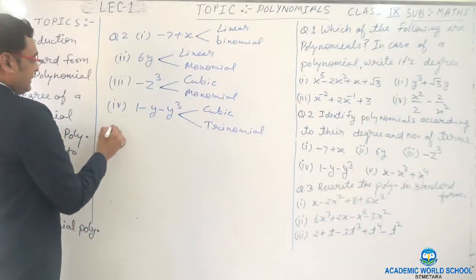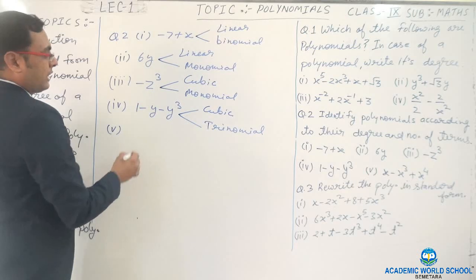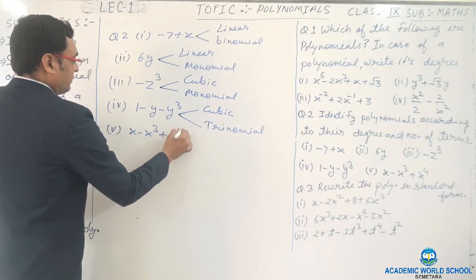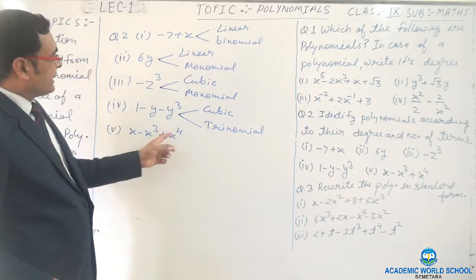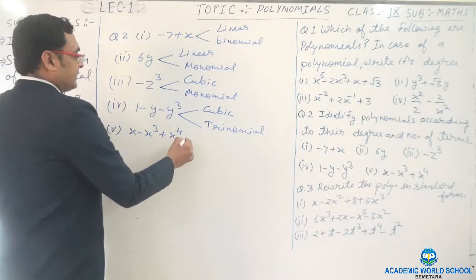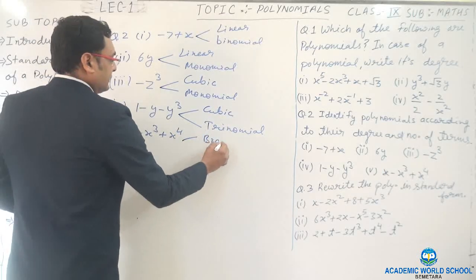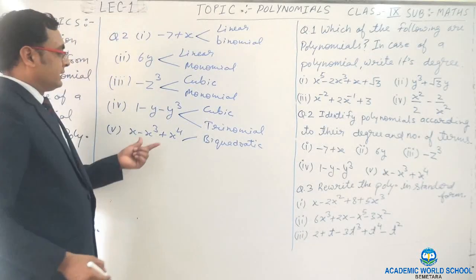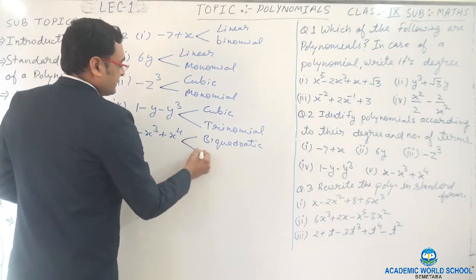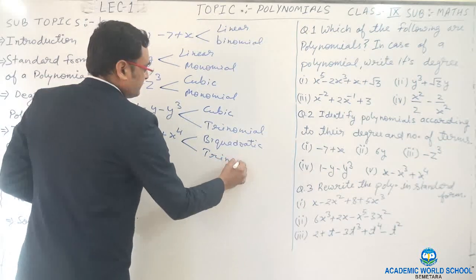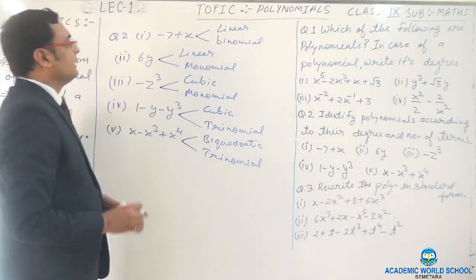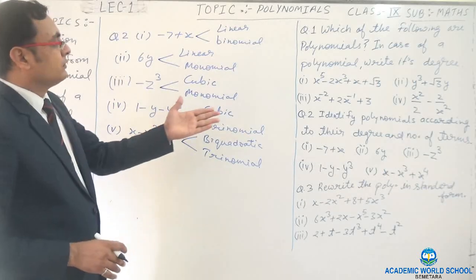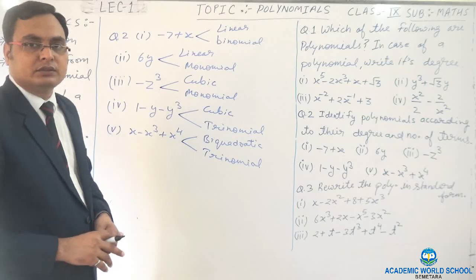Look at the next example, fifth. x minus x cube plus x to the power 4. The highest power of x is 4, so it is biquadratic, and it is having 3 terms, so it is trinomial. So this is the division of the polynomial according to their degree and number of terms.